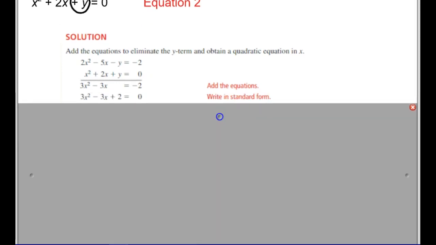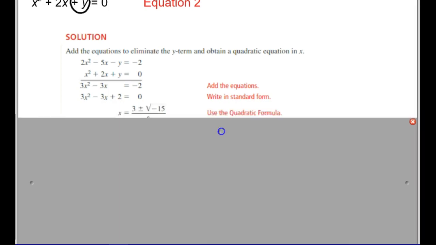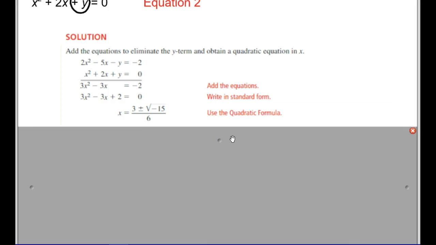So again, I just have a quadratic, so I want to write it in standard form, get everything to one side. If I don't want to factor that, I can use the quadratic formula, which is what I do here. So I generally don't like factoring anything with a value greater than 1 in front of my x squared term. It just makes it funky. So we're going to use the quadratic formula.